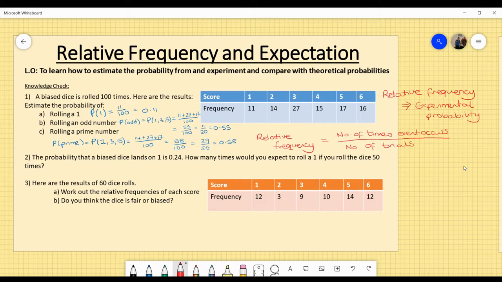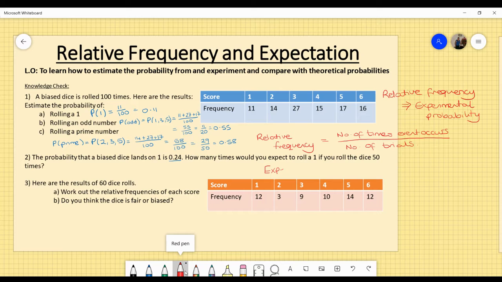Okay. Then, if we have a look at question 2, question 2 wants us to calculate the expectation of rolling a 1 when we've got a biased dice. So we're told the probability for the biased dice is 0.24, and we're going to roll it 50 times. So this is where you need to understand the formula for expectation. Okay, so I'm going to pop that here for you.